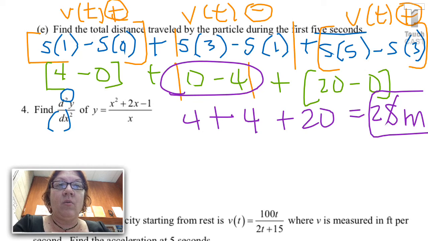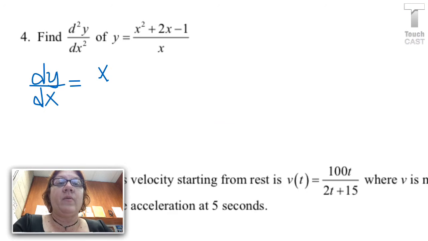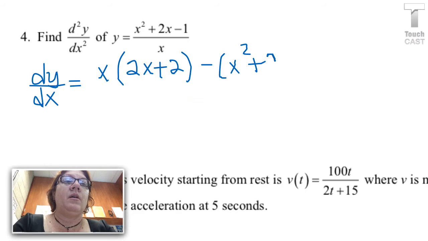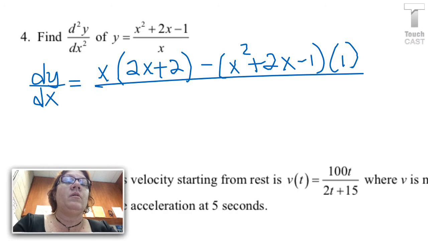Oh my goodness, this is a quotient rule. Yikes, yikes, yikes. I better erase the board. Okay, so for my first derivative, I'm doing low, there it is. And then d high would be 2x plus 2 minus high, and d low would be 1 all over low squared.